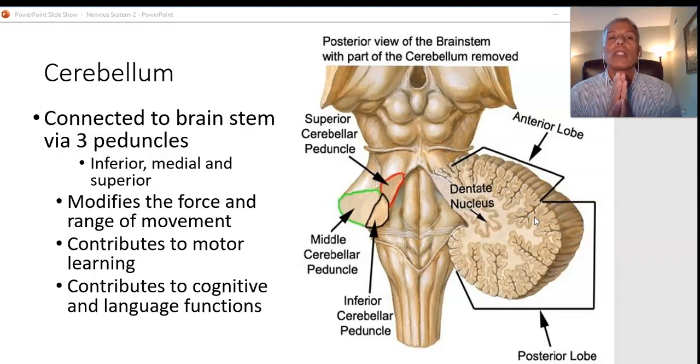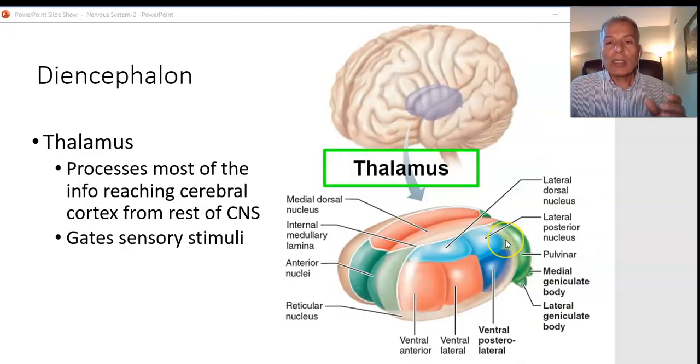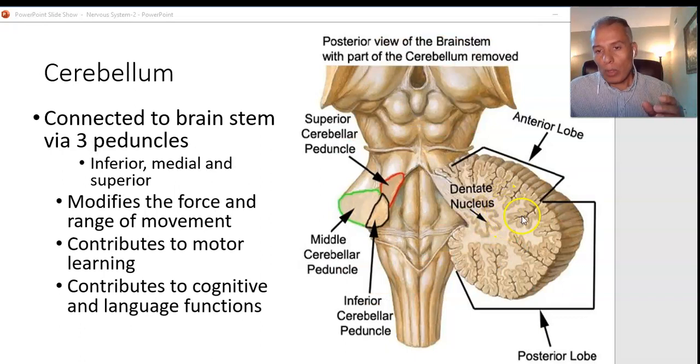The cerebellum, as I mentioned, has a right hemisphere and a left hemisphere, and all the information from the cerebellum, all the connections, all the neurons come together to connect with each other in the middle of the cerebellum, in an area called the cerebellar vermis. V-E-R-M-I-S. Vermis means worm, so it looks like a worm. It is similar to the corpus callosum. It is the area that connects the right hemisphere of the cerebellum with the left.